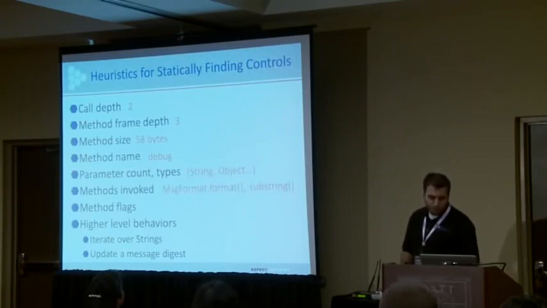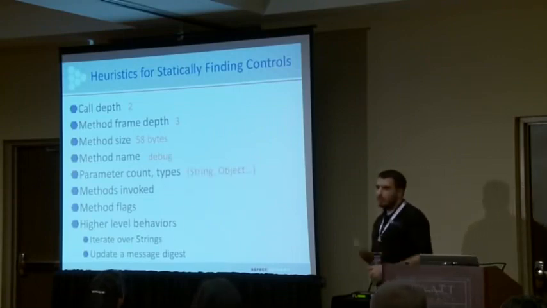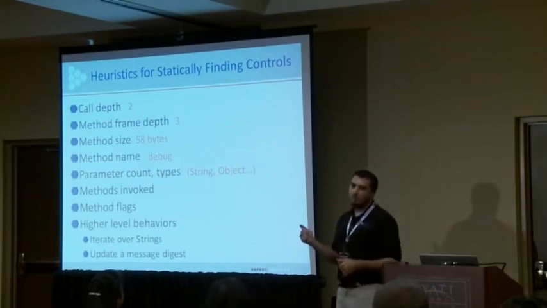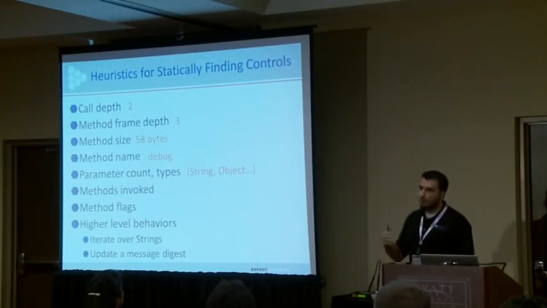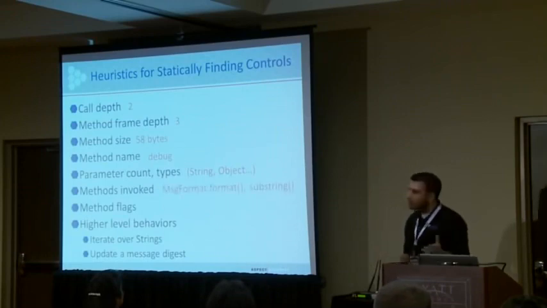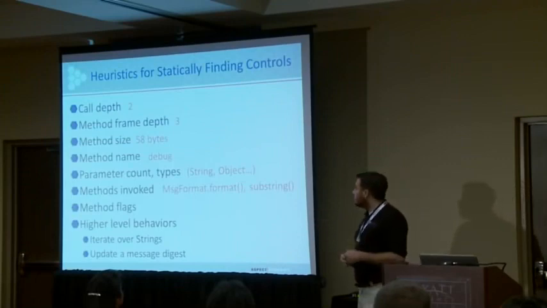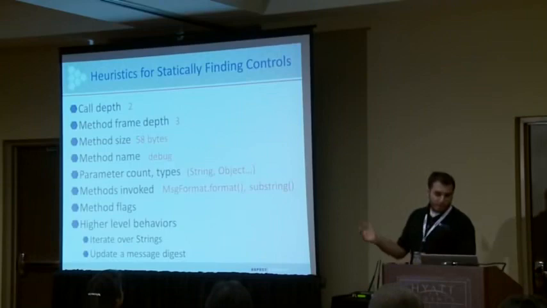What are the parameters? A string and an object ellipsis, which means a variable number of arguments. So maybe you're trying to figure out what type of security control this is. What are the methods that it invokes? Message format, format, and substring. Is this a private method? So we check, and it's a public static method.